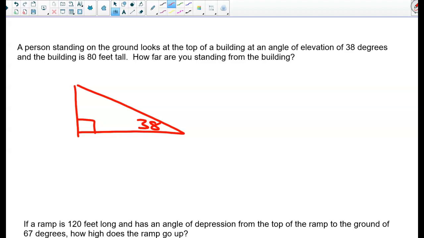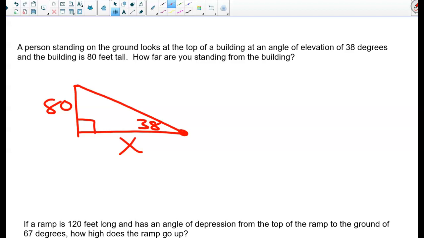Now, a person standing on the ground, here's my person right here, looks at the top of the building at an angle of elevation of 38 degrees, and the building is 80 feet tall. Anytime we have a height, it's always going to be here. How far are you standing from the building? Think about it from a common sense standpoint. If you want to find your distance from the building, you don't measure the distance of you flying to the top. You measure the distance of you to the ground.